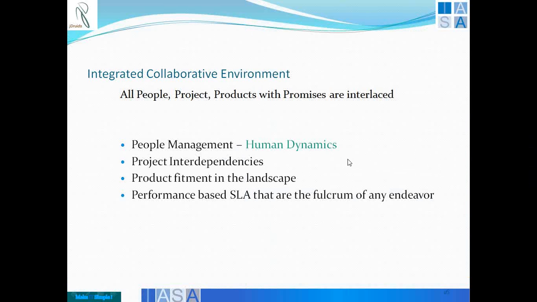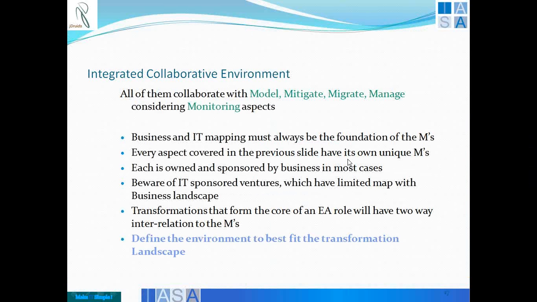Now, next to that, you are looking at the models that come out of it. How do you actually mitigate an issue, migrate from one environment to the other, manage and monitor. What we feel is best practice is what is listed here. There must be a foundation for all the model, mitigate, migrate M's. They must come out of business and IT mapping, either in terms of business architecture to IT architecture or at the level of strategy itself.